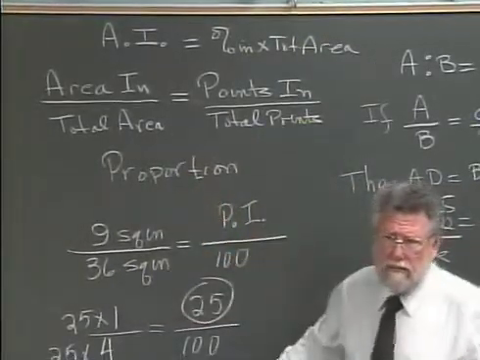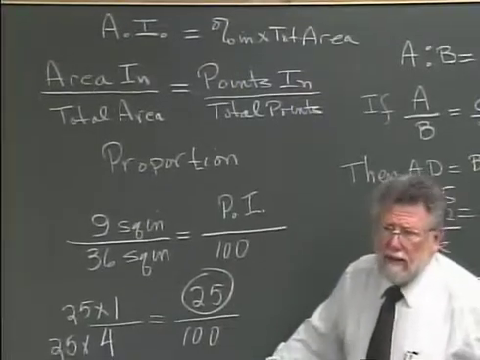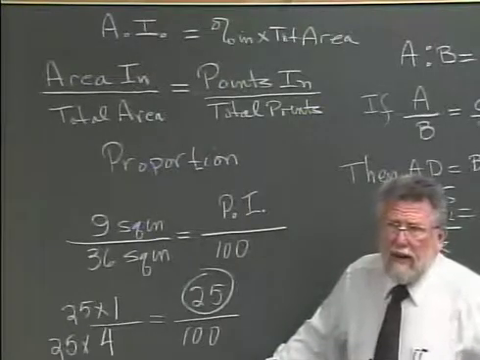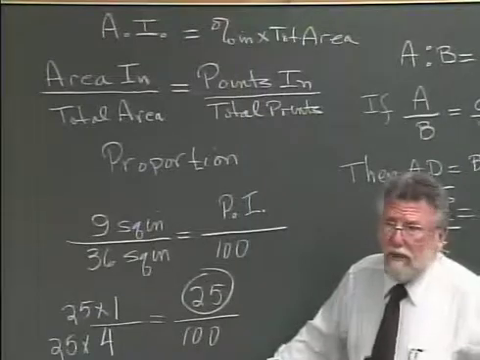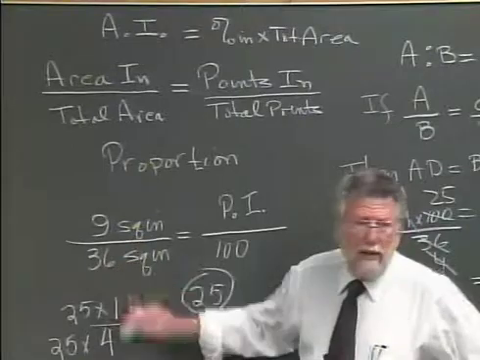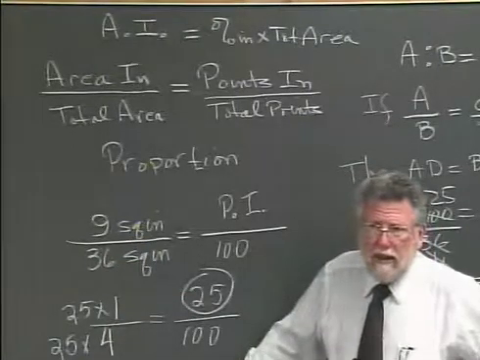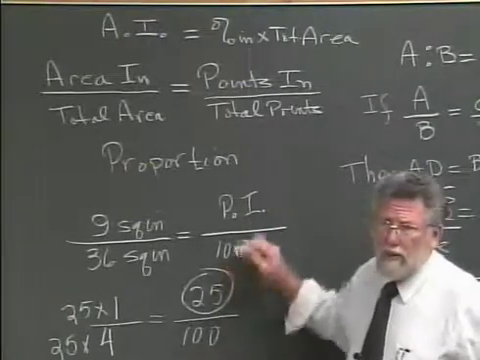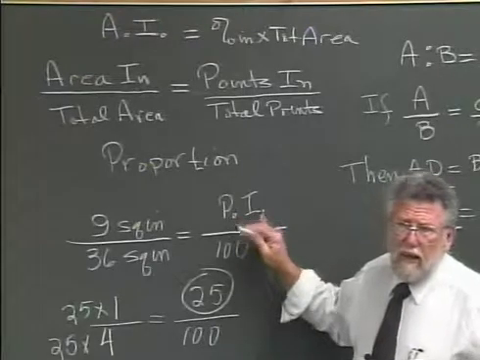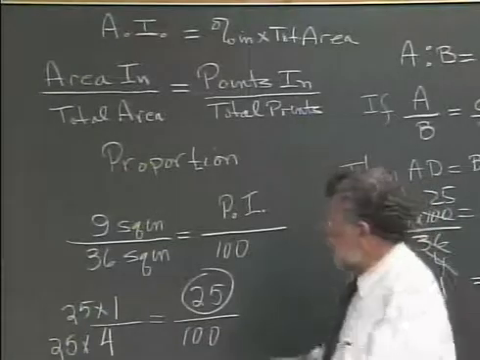We call it a proportion. Now look what I did. I substituted. I had, according to problem 4, that the inside of my curve, this simple closed curve, was 9 square inches. The total area was 36 square inches. And I have 100 points total. What am I supposed to find? Points inside. Now what I am arguing is this is a problem you did earlier.